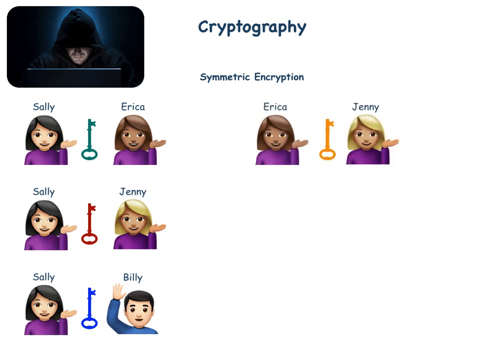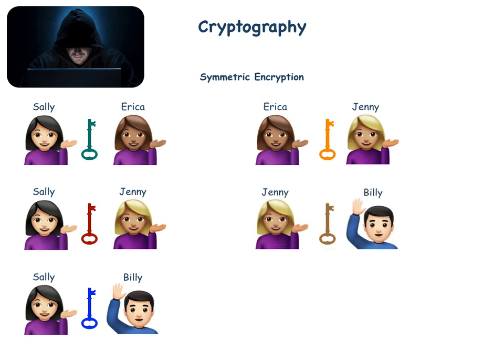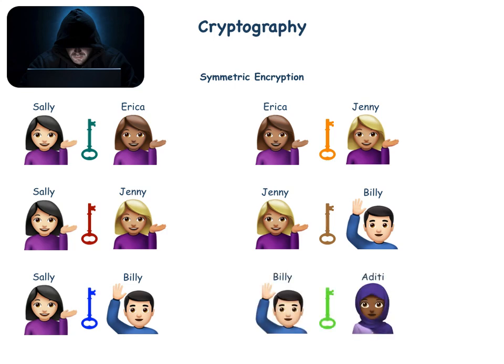And then, of course, when Erica and Jenny communicate, they have a special key of their own that only they share, protecting their conversations. When Jenny and Billy communicate, they have a special key that they share, protecting their conversations. And when Billy and Aditi communicate, they have a special key that only they share, protecting their conversations from everybody else. By now, you probably see that symmetric encryption is not a very efficient way to protect messages because it requires everyone to have a key for every other student in the class. Meaning, if there are 30 kids in the class, each student is going to have 29 different keys so that they can communicate with everybody in the classroom.